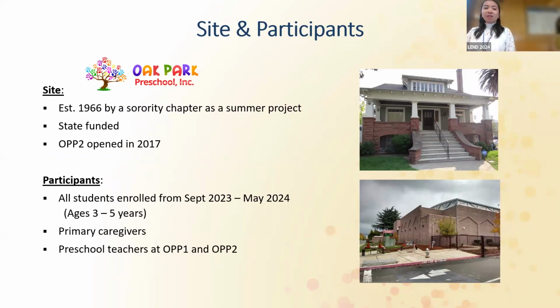So it was established in 1966 by a sorority chapter as a summer project. It is a state-funded program, and a second location opened up in 2017. So the participants of our project included all the students enrolled from September 2023 to May 2024. These are students aged 3 to 5 years old, and it also includes their primary caregivers, as well as the preschool teachers at both Oak Park 1 and Oak Park 2.